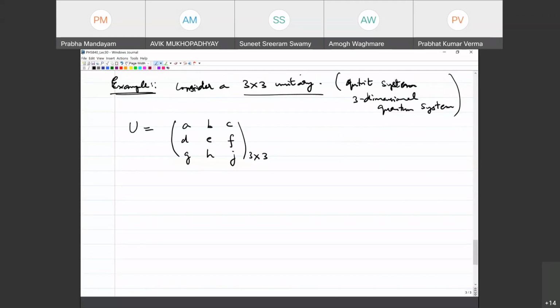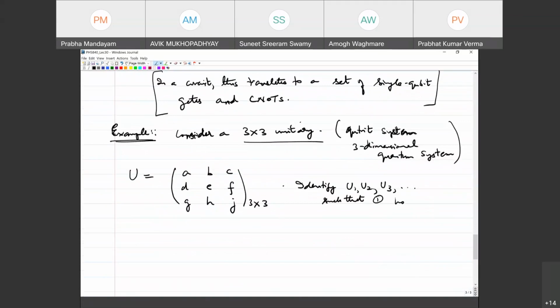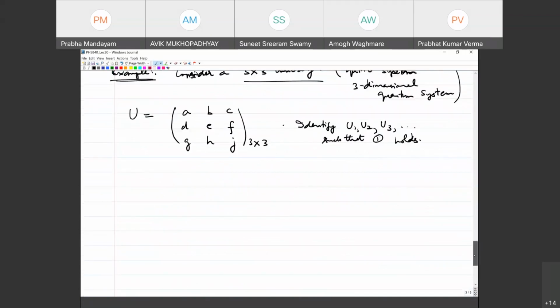Now we have to identify some sequence U1, U2, U3, and in fact, we should know how many we need for a given dimension, such that this statement holds. The statement that we wrote down here, let me call this 1, such that 1 holds. So how do we identify? There is an algorithm, an algorithmic approach to do this. Just one question here: there is no upper bound on K as yet, right? Not as yet. Once I show you the technique, you can tell me the upper bound.